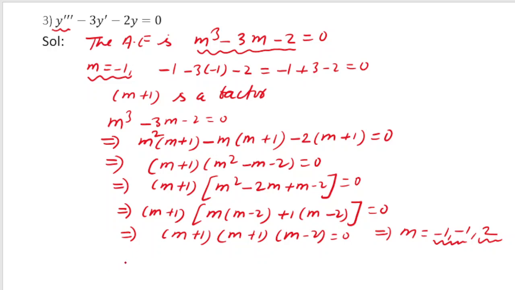So how will I write the general solution? For these two roots, minus 1 and minus 1, I will write the solution as c1 plus c2x into e to the power minus x, and for the third root I will write c3 e to the power 2x. So this is the general solution corresponding to this linear differential equation. Okay.